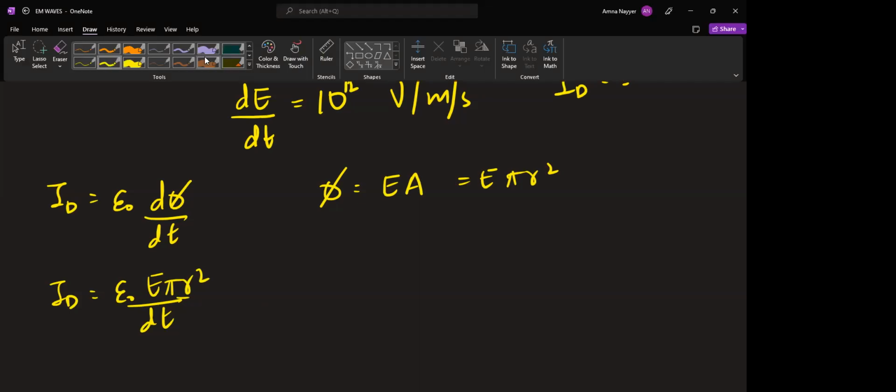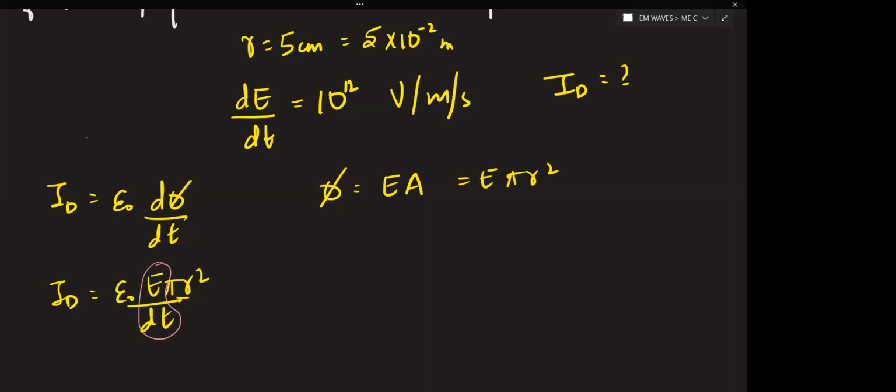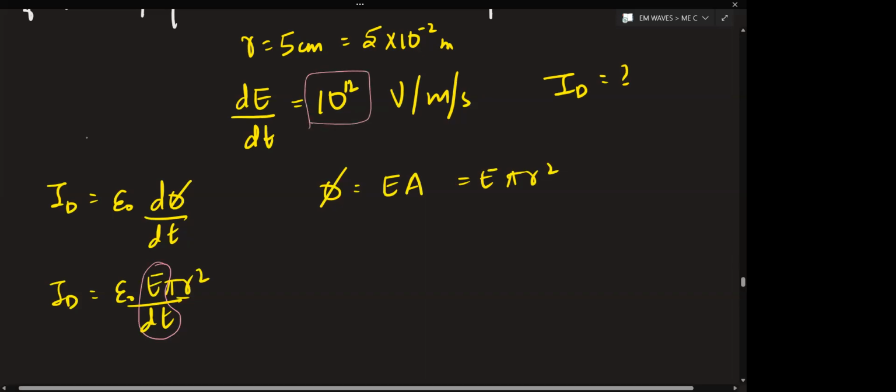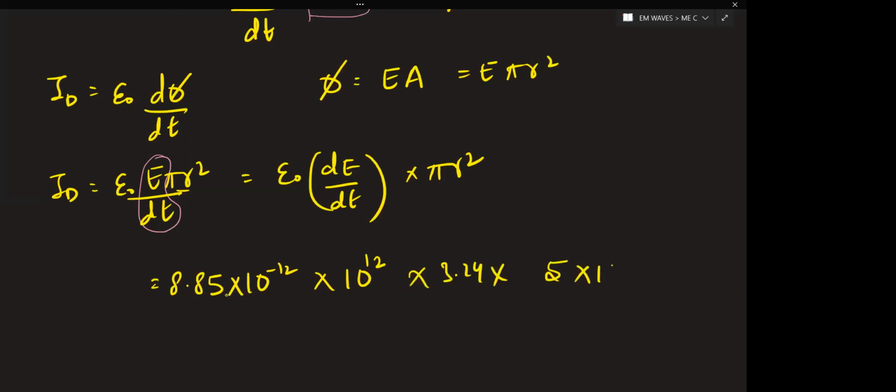Now, dE over dt is already given to us as 10 to the power 12. So this becomes epsilon naught dE over dt multiplied by pi r square. Now just put in the values in this formula. This is equal to what? 8.85 into 10 to the power minus 12. This is 10 to the power 12, just check. 3.14 into 5 into 10 to the power minus 2 whole square.